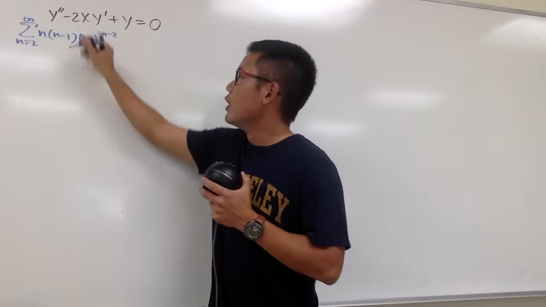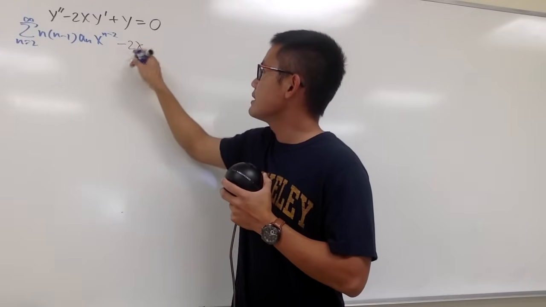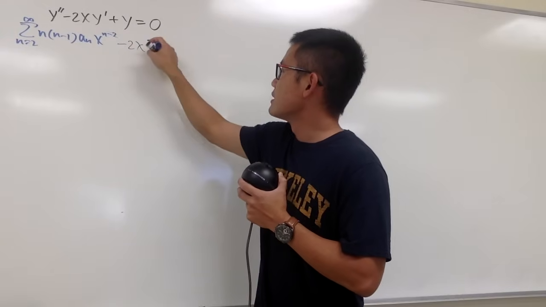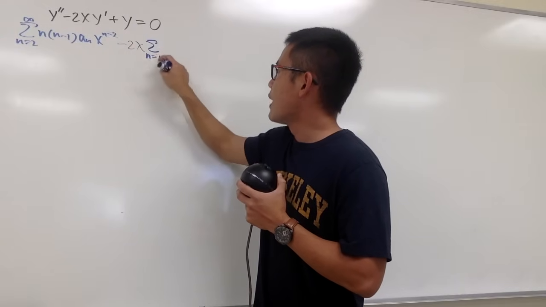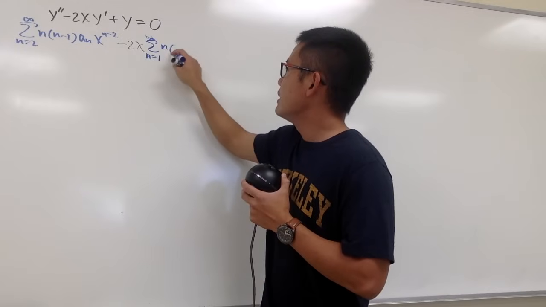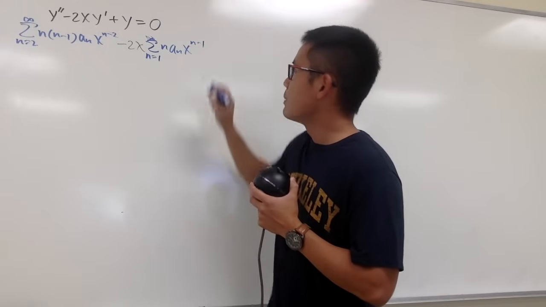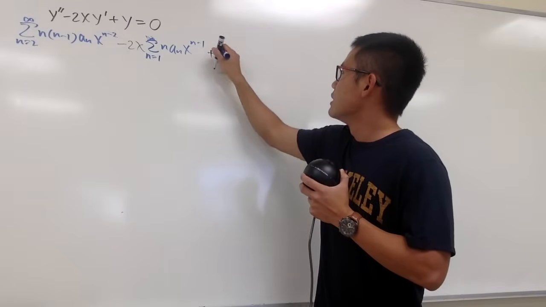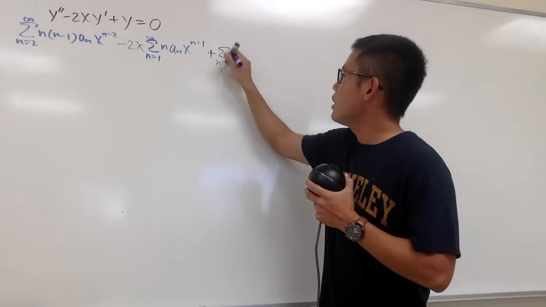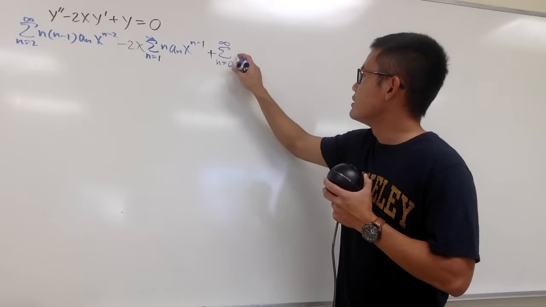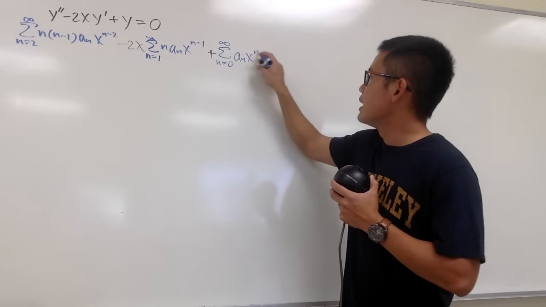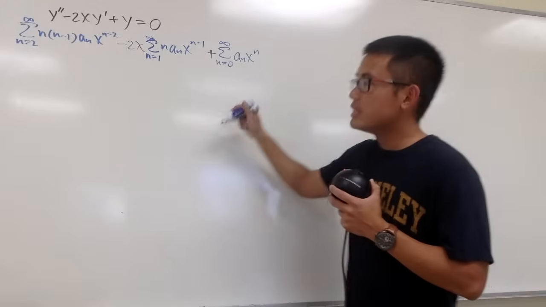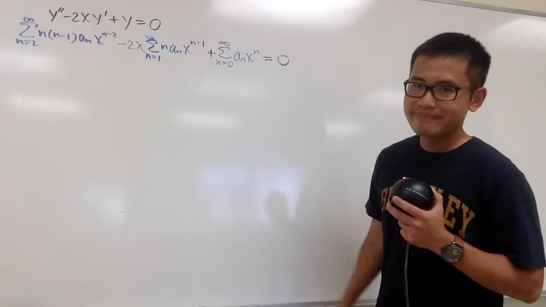And then we continue. We will have the minus 2x times the first derivative, and that's the series where n starts with 1 to infinity, n an x to the n minus 1 power. And lastly, we have the plus y, which is plus the series where n starts with 0 to infinity. And this right here is just going to be an x to the nth power. And all this is equal to 0.